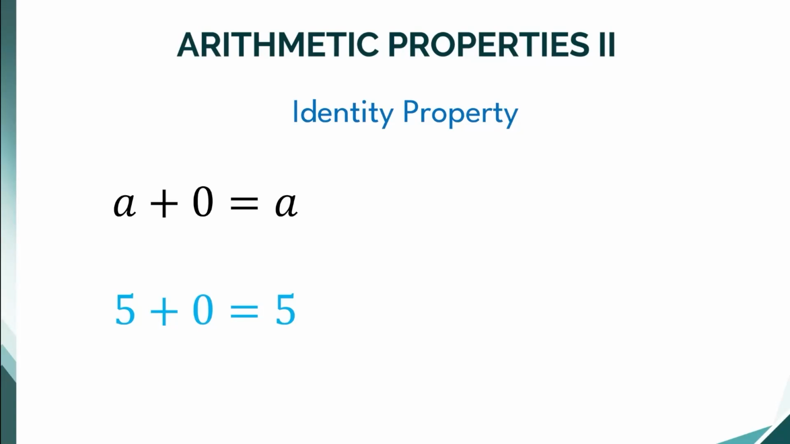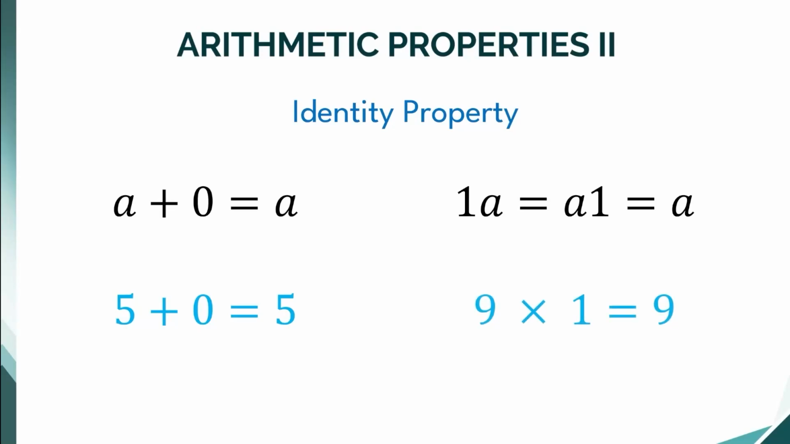There's 2 parts to the identity property. This is part number 1. Part number 2 is about multiplying by 1. So if we do 1 times A or A times 1, remember the order doesn't matter with multiplication, it just gives us the original thing, which is A. So for example, 9 times 1 or 1 times 9 is going to be 9. So that's the identity property. Basically, the identity property in a nutshell is the thing doesn't change.